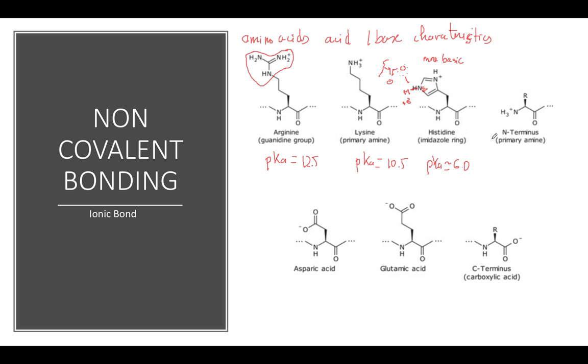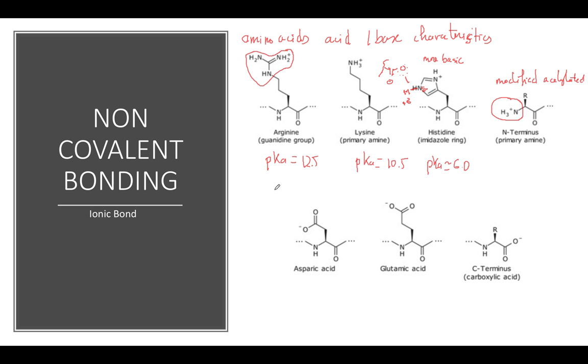So depending on the environment, you can actually increase the basic character of the amino acids. Now, the N-terminus of the protein can also be protonated at physiological pH. However, most of the time these N-termini are modified. Sometimes they are acetylated, and so on and so forth. But it is a possibility to remember.